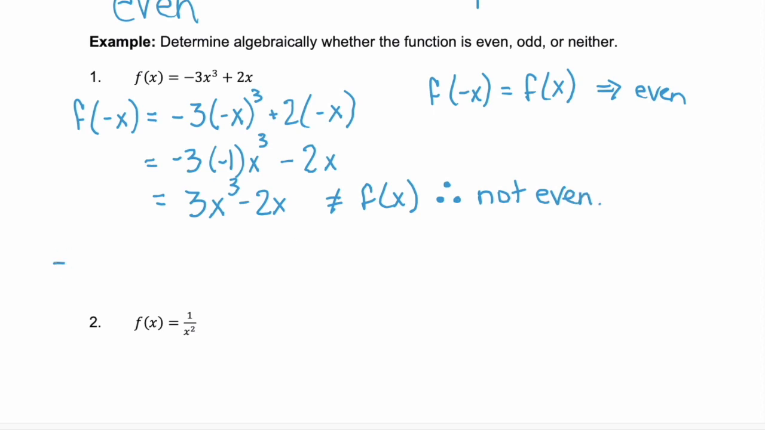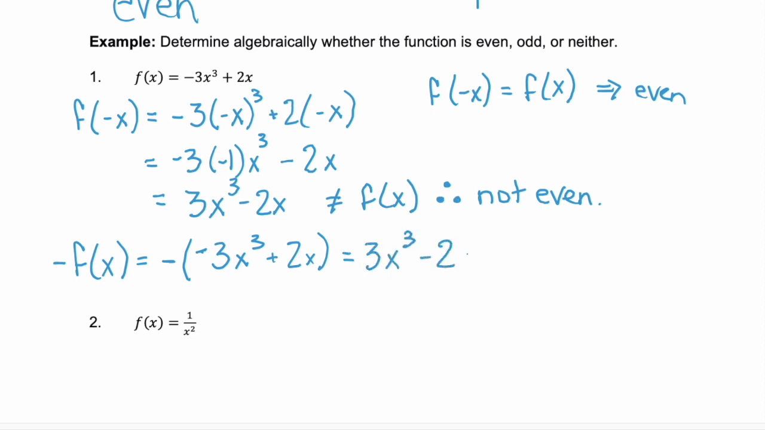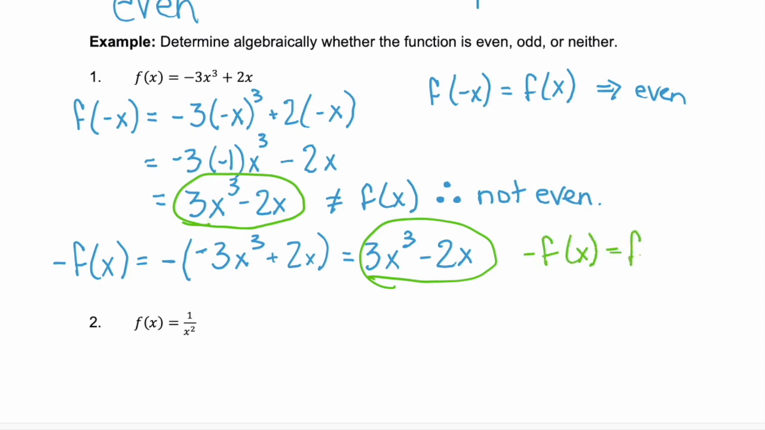So now we're going to look, is this negative f of x? Negative f of x just says take a negative and put your function in parentheses. Now, distribute that. So we're finding the opposite of our function. And that simplifies to 3x cubed minus 2x. Now notice that this is identical to this, or negative f of x equals f of negative x. Therefore, this function is odd.